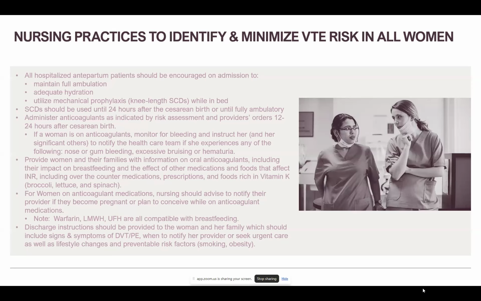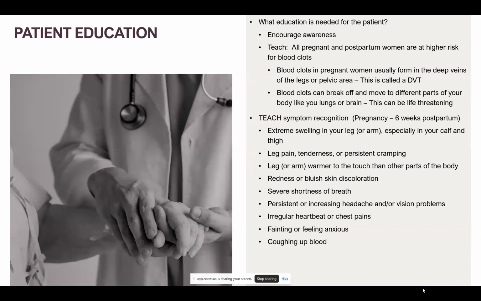So what can we do to encourage that? From the nursing perspective, making sure that patients understand that they can be on some of these medications and still breastfeed. What foods should they avoid if they are on anticoagulant medications? What else they need to tell other providers? And then what's really important in that discharge education for the patient and family? What are signs and symptoms that they should be aware of so that they can either call EMS or call their provider and seek urgent care whenever needed?